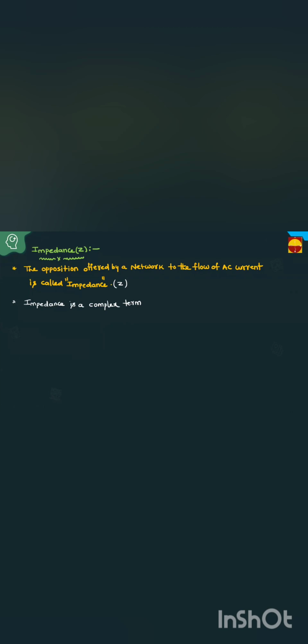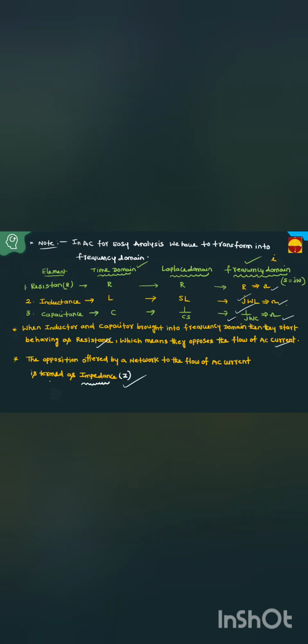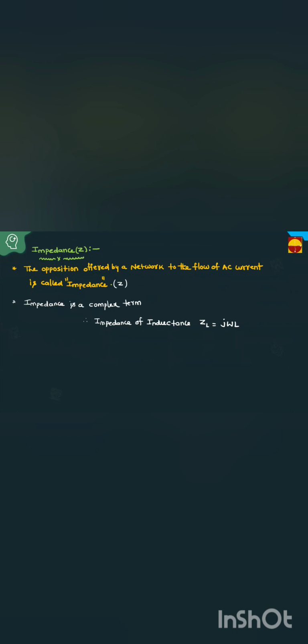Then how to write impedance of inductance? It is denoted by ZL, that is j omega L. We are transforming into frequency domain. These are impedances. Impedance of inductance is j omega L. What is the impedance of capacitance? The impedance of capacitance is ZC, that is 1 by j omega C.